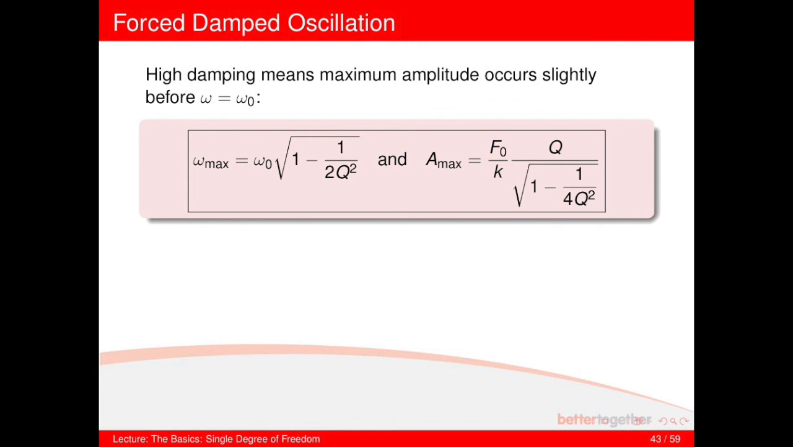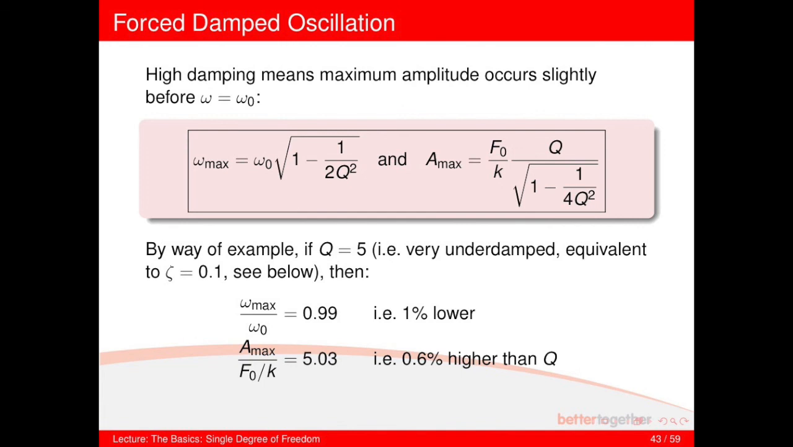If Q is very low, so damping is high, then obviously this number comes into play and it reduces the value of omega naught, because this number is less than 1, times omega naught. The maximum amplitude is slightly different, because what we've done here is we've put our omega into that frequency expression, and that's what you're getting there.